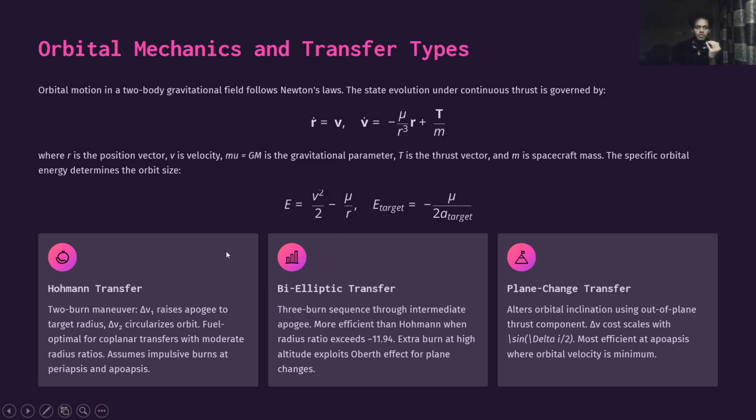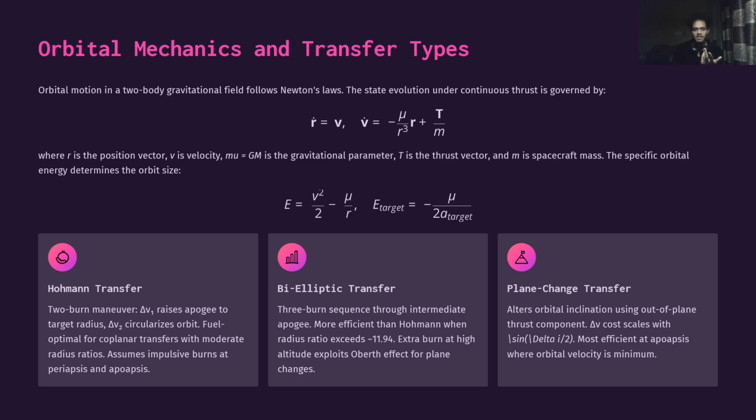Let's go about the Hohmann transfer. Here we have a two burn maneuver. First we have a circular orbit, and from the circular orbit we thrust our spacecraft to go into an elliptical orbit, and when it is at the apogee, the farthest point in the elliptical orbit, we again give a thrust to make it a circular orbit. In that way it goes from a lower orbit to a higher orbit.